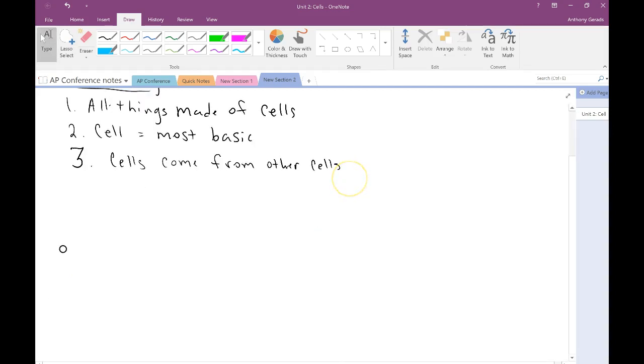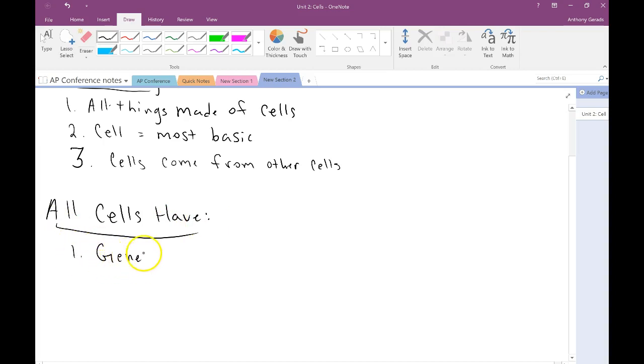And so the first thing we're going to talk about, though, is what all cells, regardless of their type, have. The very first thing that all of them are going to have is genetic material. What are the two big ones we talk about? Which are going to be DNA and RNA.